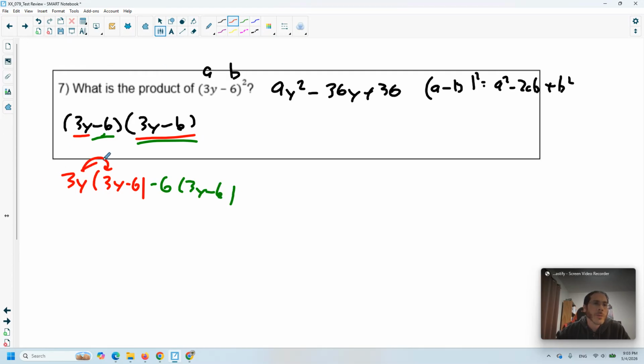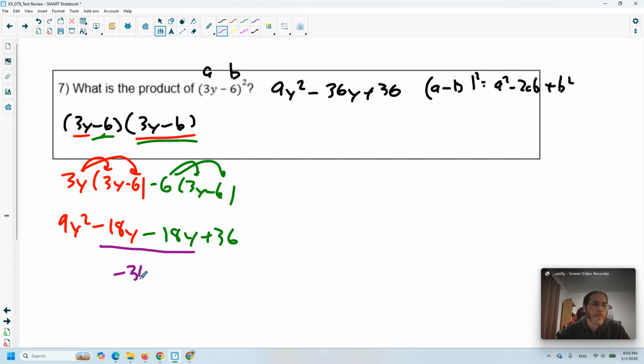We double distribute. 3y times 3y is 9y squared. 3y times negative 6 is negative 18y. Negative 6 times 3y is negative 18y. Negative 6 times negative 6 is 36. We can combine the like terms. In red, we still have the 9y squared. There's my negative 36y. And at the end, I've got plus 36.